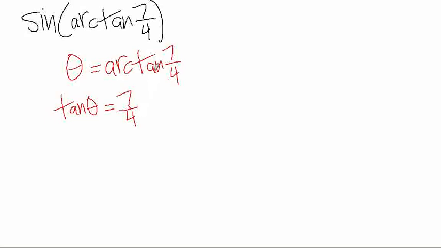And let's now rewrite the original expression as the sine of theta. So I'm basically looking for the value of sine of theta if the tangent of theta is equal to 7 over 4. Now, doesn't that seem a little bit easier? At least it does to me. So can I determine the sine value if I know that the tangent value is 7 over 4? Let's play with the tangent for a second.